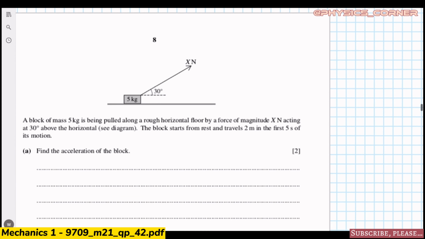A block of mass 5 kg is being pulled along a rough horizontal floor by a force of magnitude X newtons, acting at 30 degrees above the horizontal. See diagram. The block starts from rest and travels 2 meters in the first 5 seconds of its motion. Find the acceleration of the block.